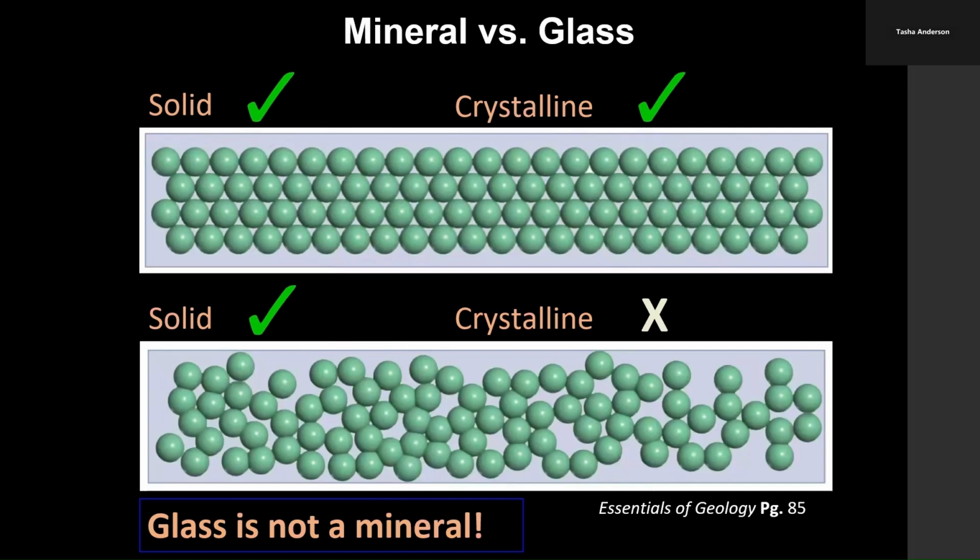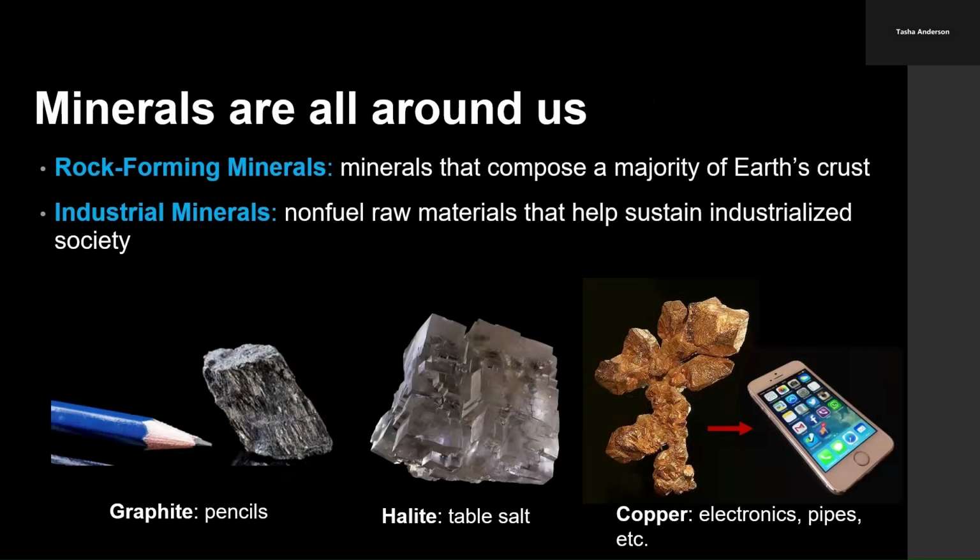The final requirement is that to be a mineral, it must have a crystalline structure. Here's a quick example of what a solid crystalline structure looks like compared to the structure of glass, another solid. Minerals are everywhere, in your phone, under your feet, and in the gems that we admire. They are the foundation of Earth science, and today we will uncover why they matter so much.